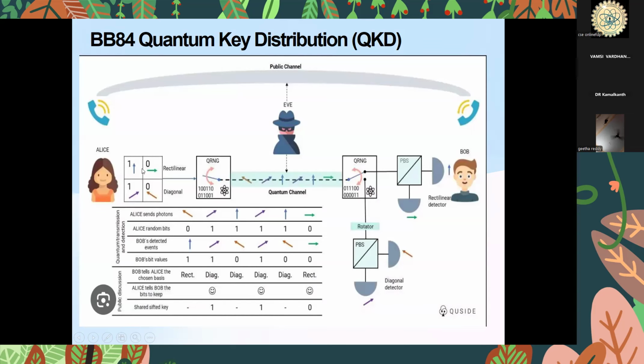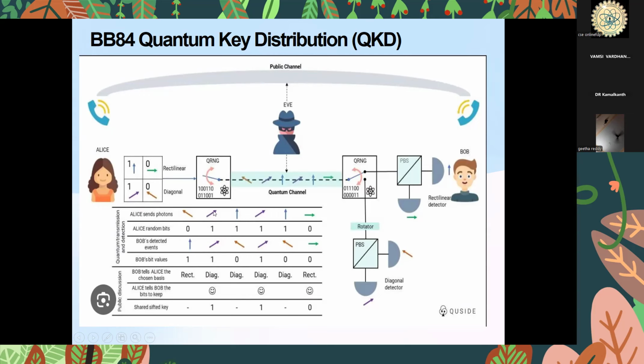Alice selects how to send the photon: either the rectilinear basis or the diagonal basis. Here Alice selects the diagonal basis, which means 0. Then Bob's detected event: Bob is guessing and measuring in which basis? It is in the rectilinear basis, so he is getting 1. That is the rectilinear basis.